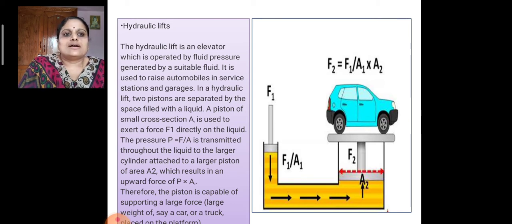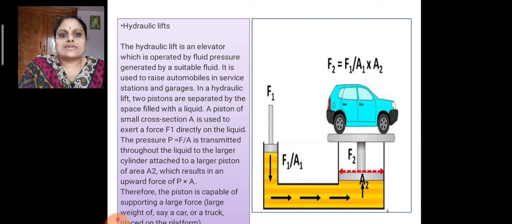And since the pressure is the same at both ends, F1 by A1 will be equal to F2 by A2, or F2 is equal to F1 by A1 into A2. Since A2 is very much greater than A1, we need to apply only a smaller force in order to lift a heavier object.